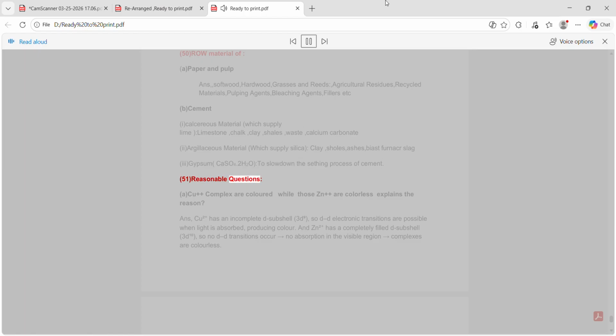51. Reasoning questions. A. Cu2+ complexes are colored while those of Zn2+ are colorless. Explain the reason. Answer: Cu2+ has an incomplete d subshell, 3d9, so d-d electronic transitions are possible when light is absorbed, producing color. Zn2+ has a completely filled d subshell, 3d10, so no d-d transitions occur, no absorption in the visible region, and the complexes are colorless.